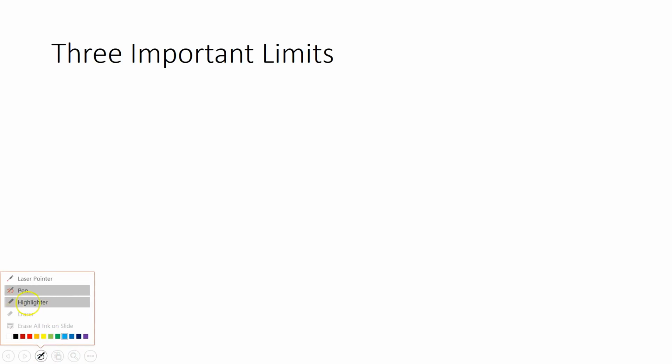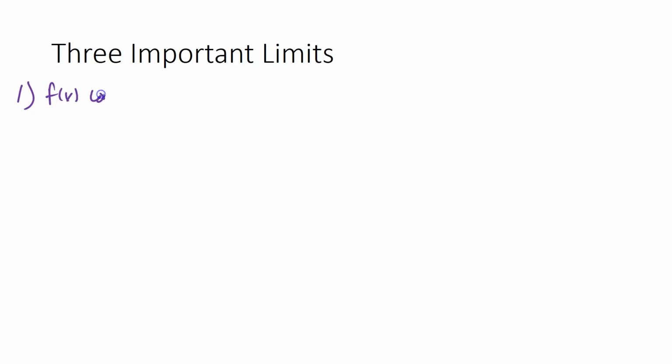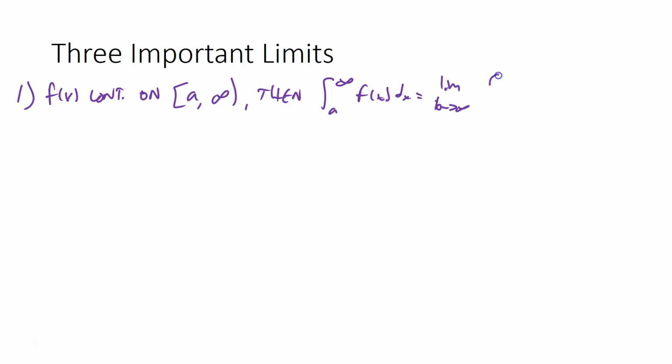So there are 3 important limits that we want to talk about. Let's get back to purple here. The first one is if f of x is continuous on the interval from a to infinity, then we can integrate from a to infinity of f of x dx. And all we do is take the limit as b approaches infinity of the integral from a to b of f of x dx. So what you do is you take the antiderivative, so like for 1 over x squared, you would do negative 1 over x, and you evaluate it from a to b, and then you would take the limit as b approaches infinity. Now that limit may not exist, it may converge or it may diverge. That's the way we talk about these: we say they converge or they diverge.